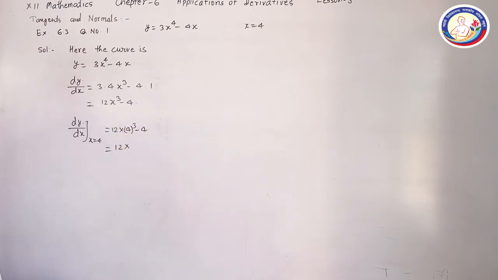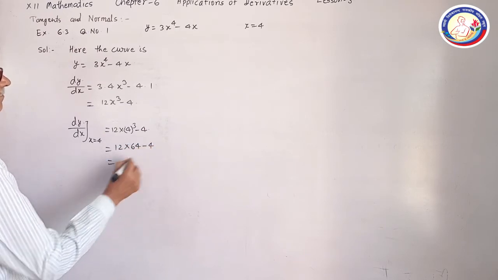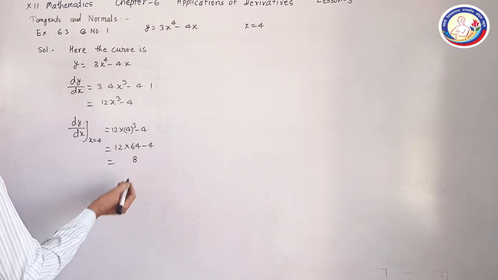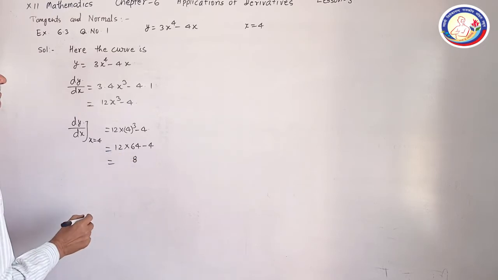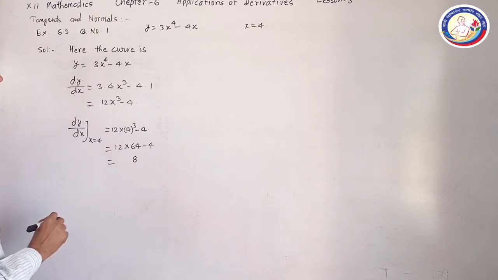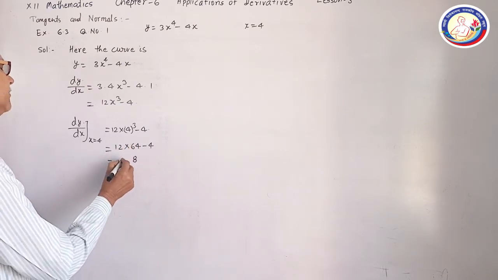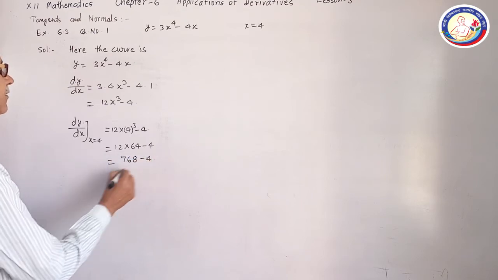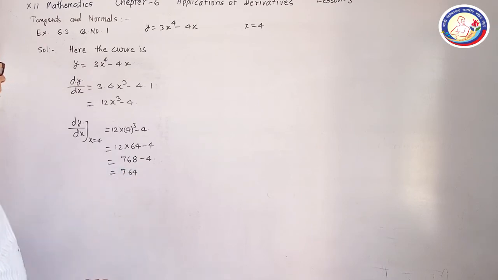12 into 4 cubed, 4 times 4 is 16, 16 times 4 is 64, minus 4. Multiplying these, we get 12 times 4 is 48, carry over 4, 12 times 6 is 72, 72 plus 4 is 76, 8 minus 4 is 4, that is 764. That is the slope of the tangent.